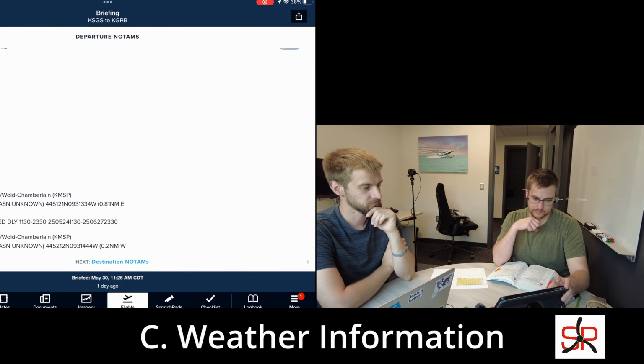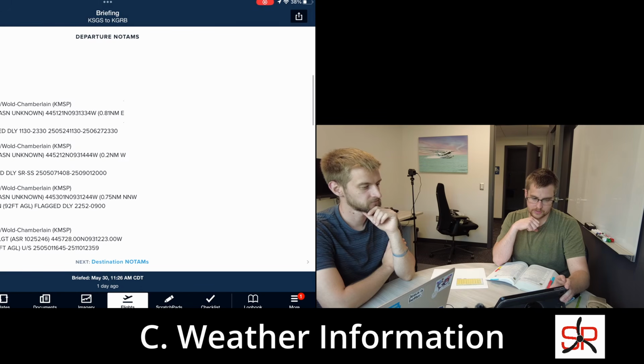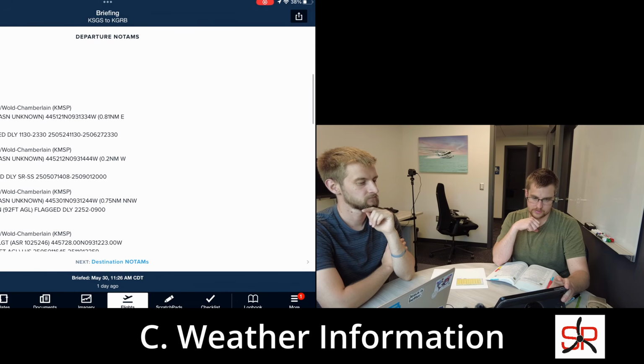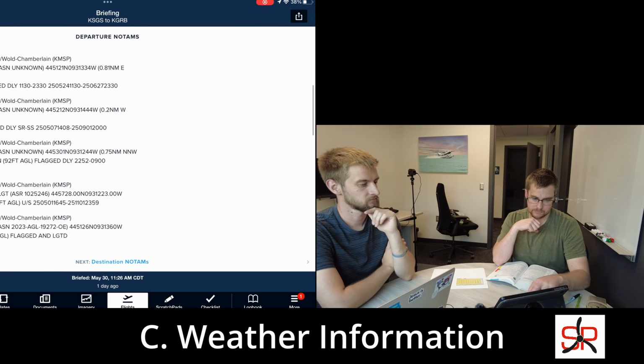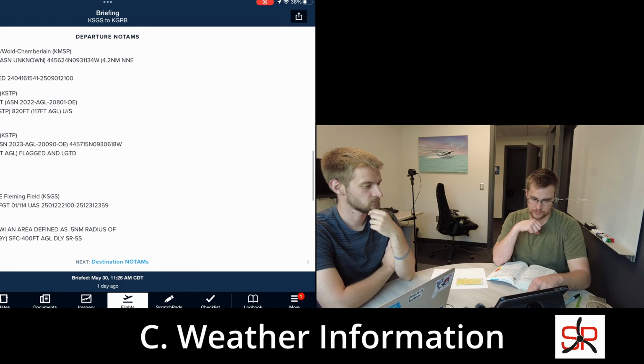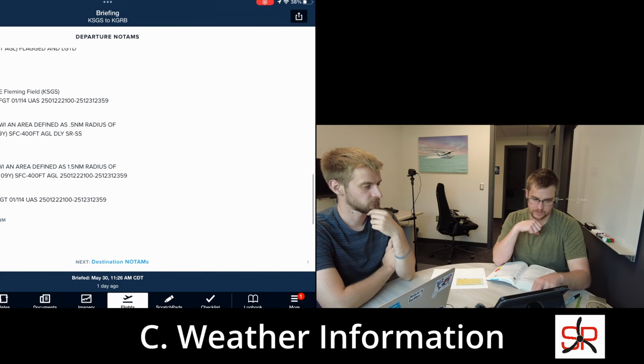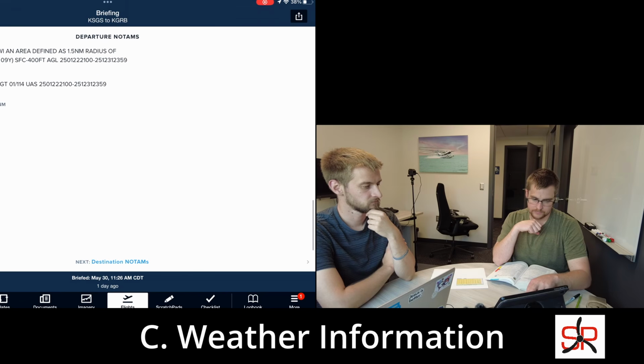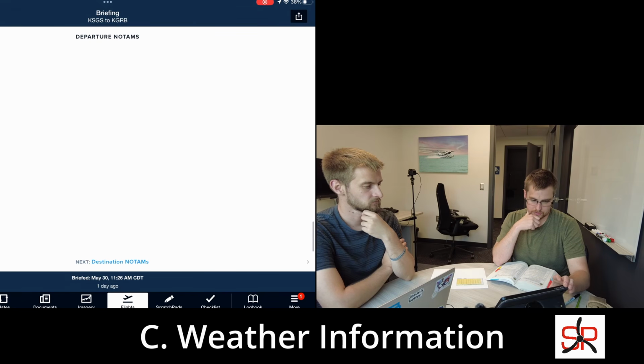Then we have some NOTAMs here. These are just departure NOTAMs, so some obstructions, all predominantly with Minneapolis-St. Paul Airport because they're doing construction there. Okay. We have no FDC NOTAMs.